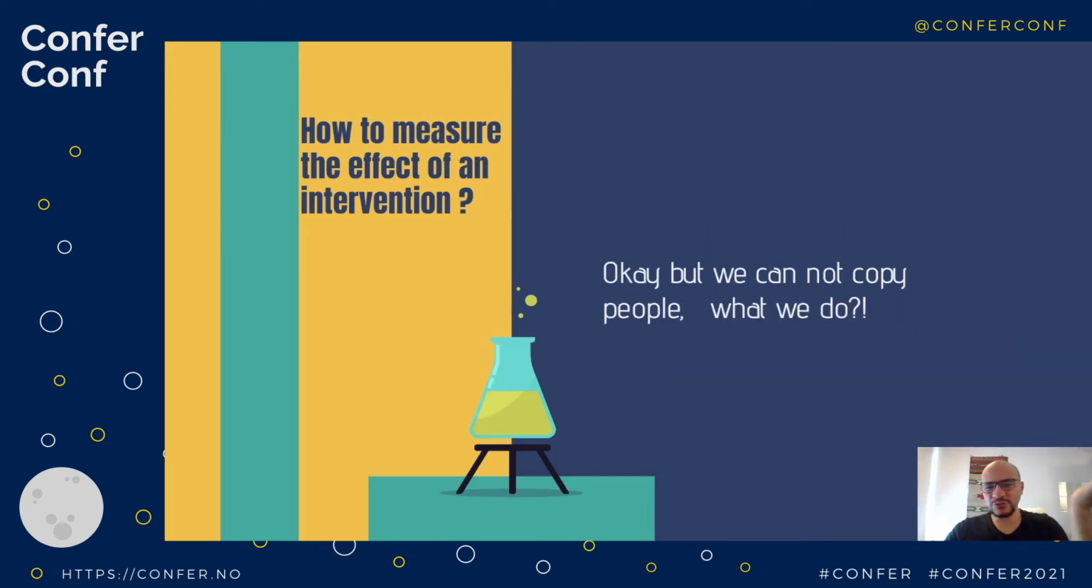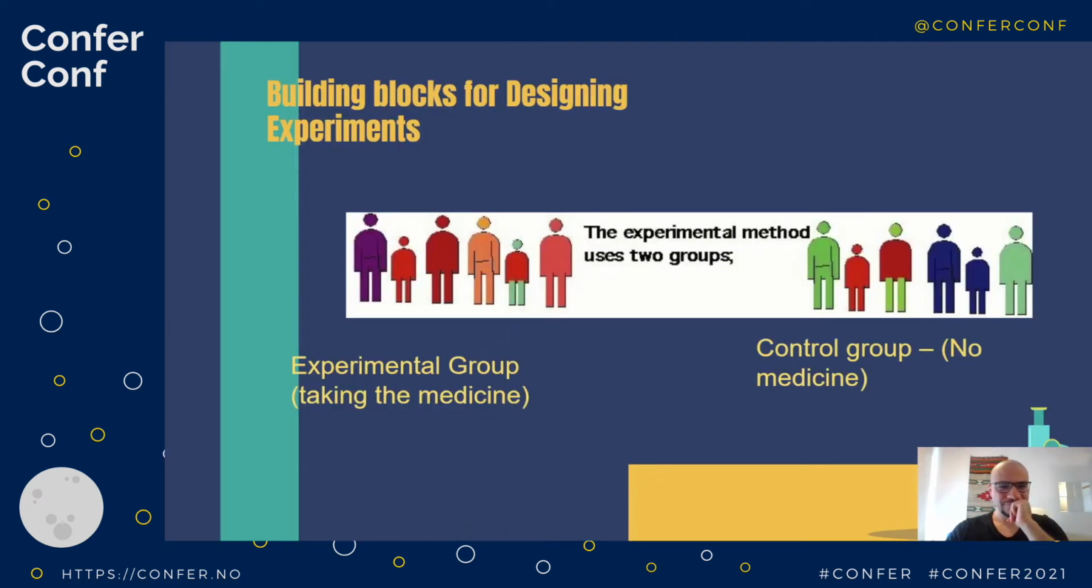However, in reality, we cannot copy people. So what do we do? Fortunately, what we can do in this case is actually to have two groups of people. One, what we call a control group, that will not take the medicine, and one that we call the experimental group, which will take the medicine.